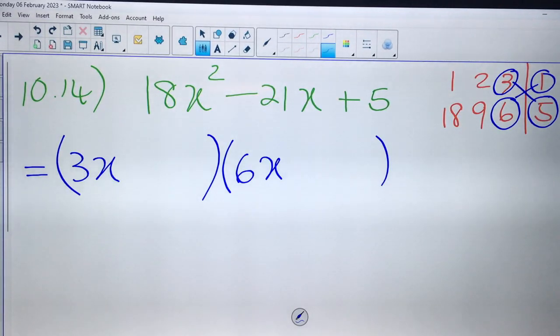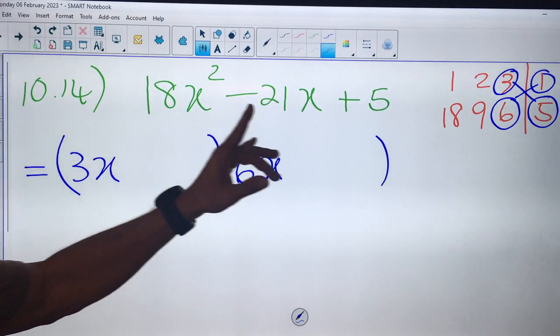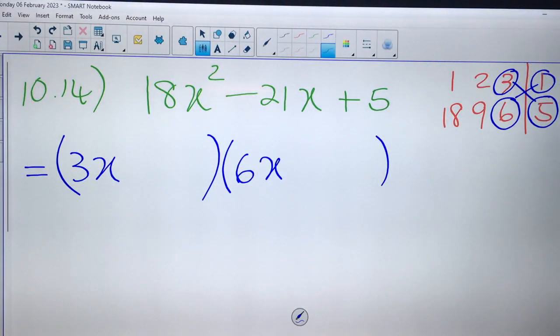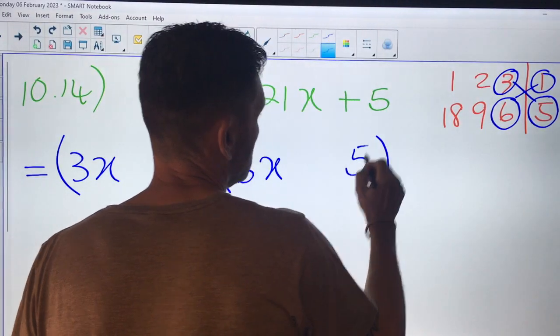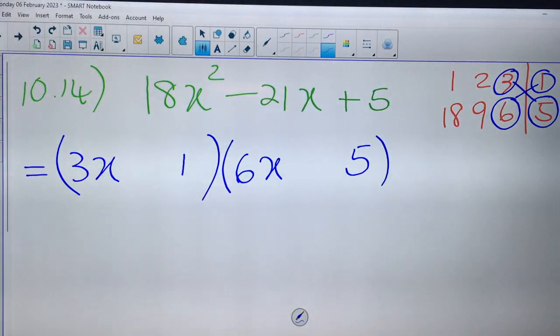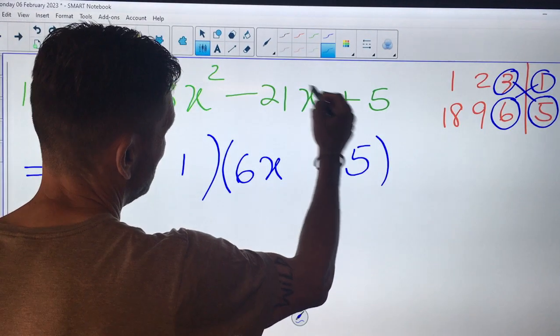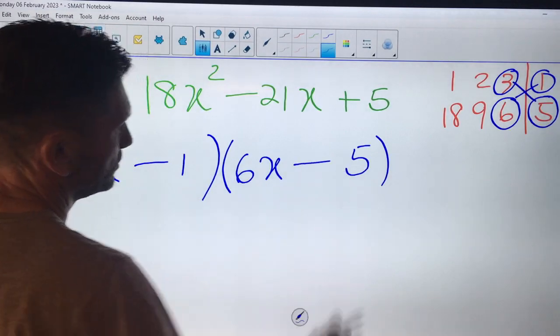So what goes where? Check, the 3 is multiplied to 5 to get me 15. But if the 3 is multiplied to 5, it means that 3 and 5 can't be in the same bracket. So the 5 goes here, and then the 1 goes over there. Having a plus at the back means the signs will be the same, both negative. So both negative.